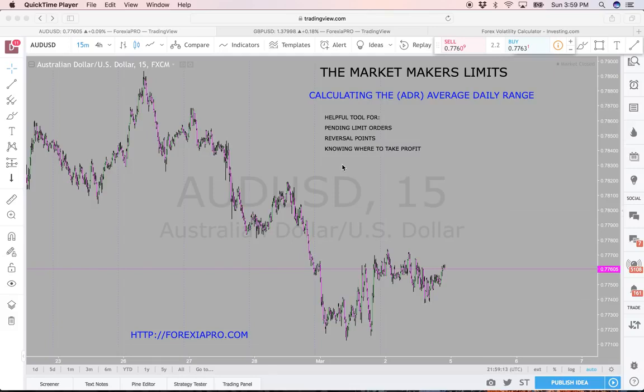So this is more for the intraday traders, or the scalpers. You could swing trade on this as well, but it's mostly for people that trade on a day-to-day basis, getting in and out of a trade, usually the same day or within a day or two or three maybe.